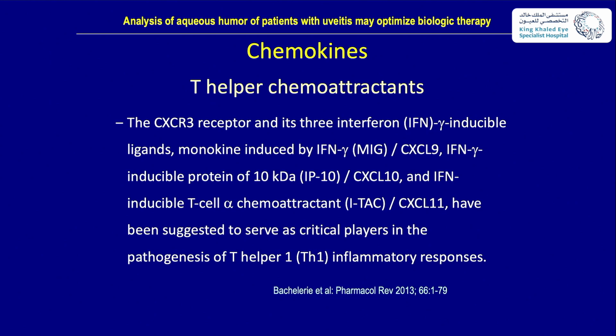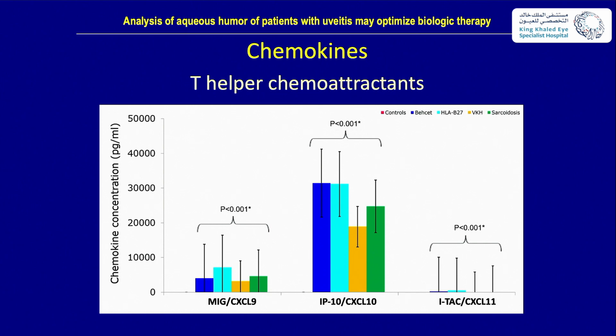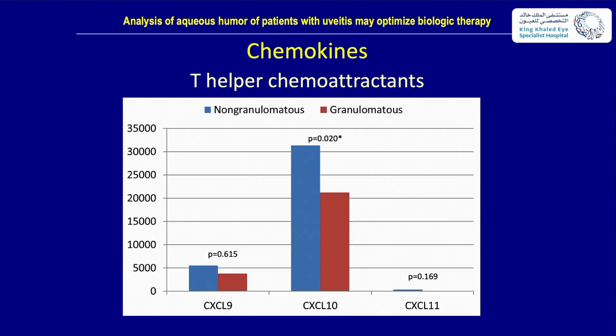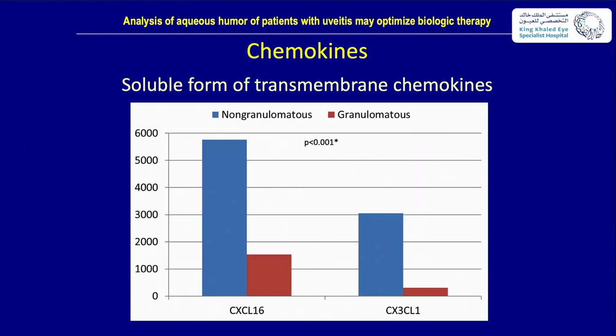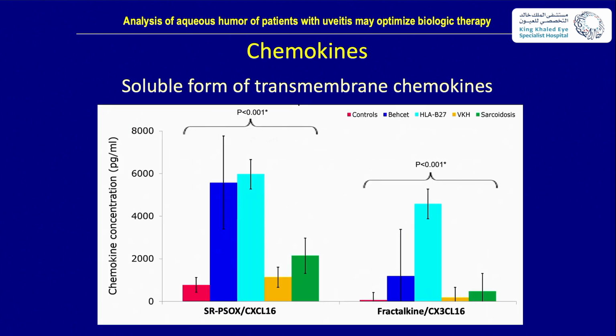Then we looked at the T helper 1 chemoattractants, the chemoattractants that act specifically to chemoattract and activate T helper 1 cells. And CXCL10 was detected at the highest levels, and the levels were highest in HLA-B27 and Behcet disease. We have a group of chemokines that mainly chemoattract T helper 1 cells. And CXCL16 is a very important one. And again, it's a T helper 1 chemoattractant. The levels were highest in Behcet and HLA-B27.